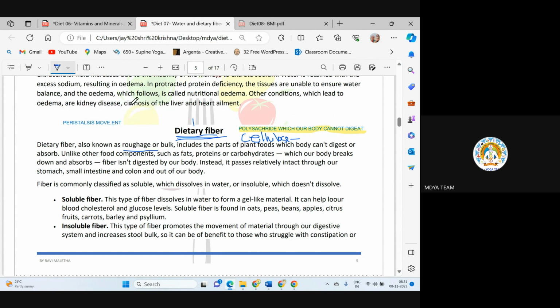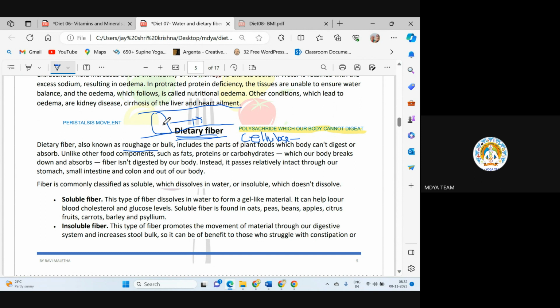Peristalsis movement means, this is your large intestine. In the large intestine, waste material would be there. So peristalsis movement means slowly this waste material will move forward in your large intestine. This movement of waste material is increased by dietary fiber, because dietary fibers have a rough surface area. So that's why our large intestine can force this waste material more.